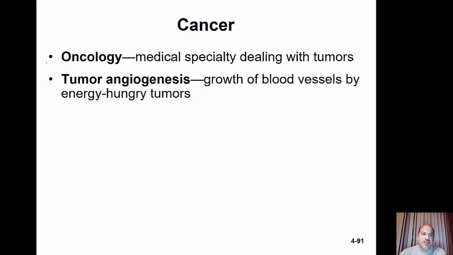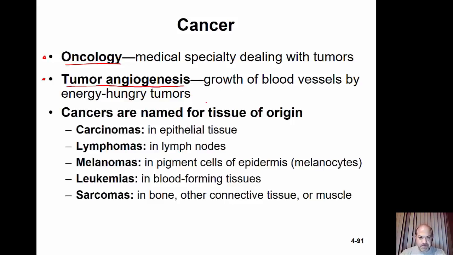So the study of cancer is called oncology, and this is a study dealing with tumors. Here's a concept: tumors are going to need blood supply. They're growing rapidly. A rapid mass of cells is going to need a blood supply. They're going to need a nutrient supply. They're going to need to be able to get rid of the waste they produce. So these tumors tend to have what's called tumor angiogenesis. Angio refers to blood vessel, and genesis to produce. So the definition here is growth of blood vessels by these energy-hungry tumors.